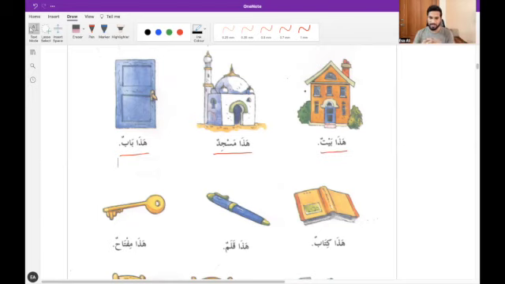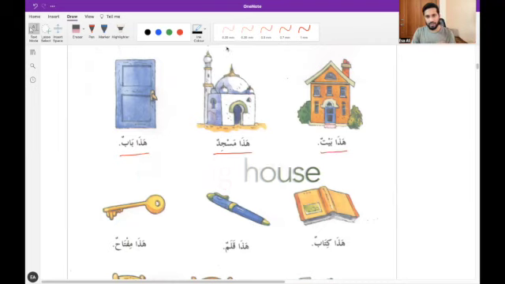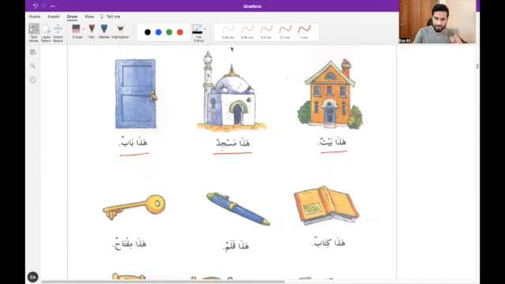Another example is that when you are describing words in English, you will put the adjective before the word that's been described. So you would say, for example, the big house, or the beautiful car. But in the Arabic language, it's the opposite. You would say, for example, al-baytu al-kabir, or as-sayyaratu al-jamila. So the adjective comes after.